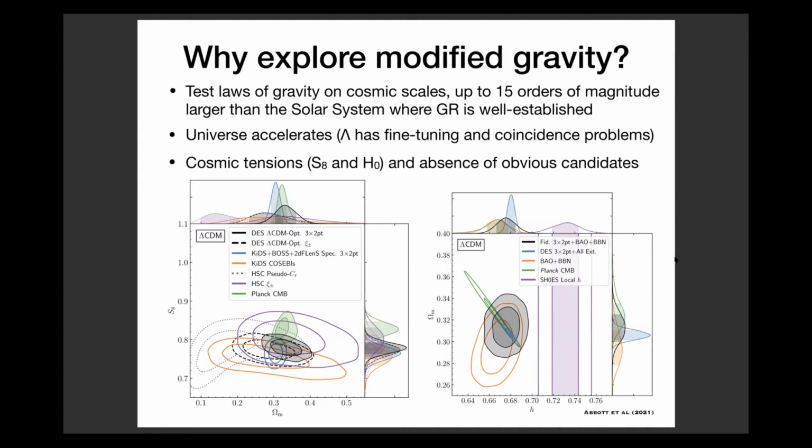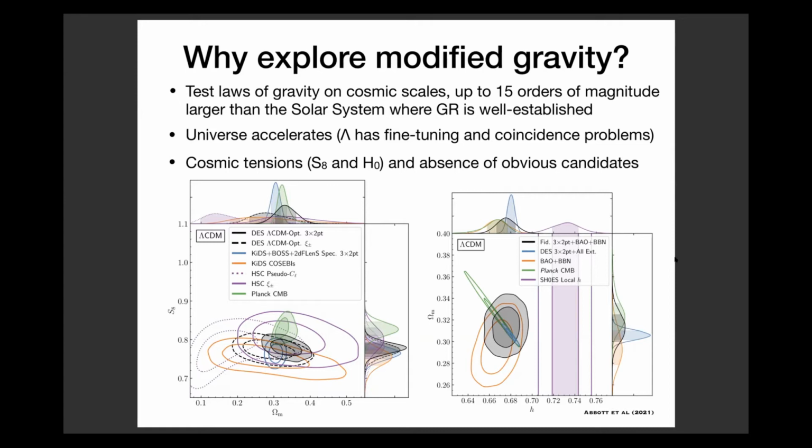We know that the universe accelerates, but we don't have a good model for what's causing this acceleration. So the cosmological constant has fine-tuning and coincidence problems. And we're also experiencing tensions between different cosmological data sets. And we don't seem to have an obvious candidate that would resolve these tensions.